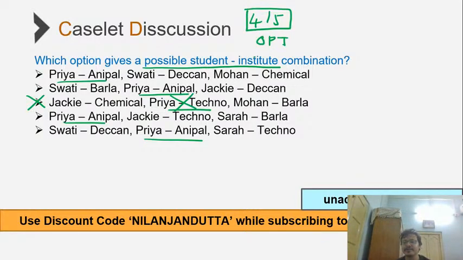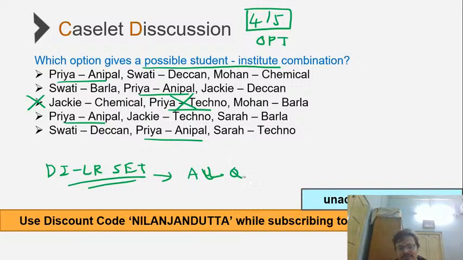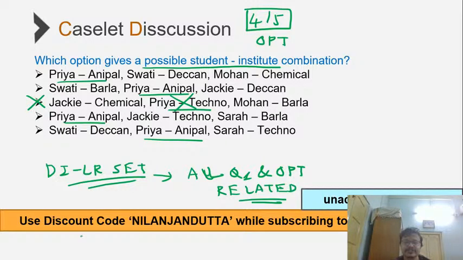But this is where you need to understand one thing. The best thing about any DILR set, what is that? All questions and options are related. All question options in the set are related to each other, which means even though this did not help us solve this particular question, you have an additional clue that Priya belongs to Anipal. Yes, I do not know the answer to this question, but one thing I know is Priya belongs to Anipal.